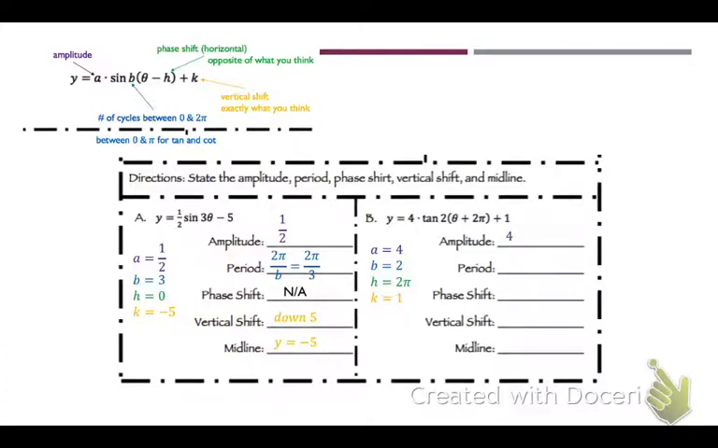My period, this is tangent, so it's pi divided by b, which is pi divided by 2, and that's all we can do. So my period's pi over 2. My phase shift is left 2 pi because that's positive 2 pi. It's opposite of what you think, so it's left 2 pi. My vertical shift is up 1, and my midline is y equals 1. Oh my gosh, super struggling right now. So this should be y equals 1. This is undefined.